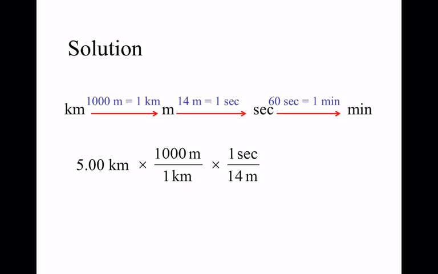Perfect. Then we want our seconds to cancel so we're left with minutes. So what does that last one look like? 60 seconds on the bottom, 1 minute on the top. As we've set it up, units of kilometers have canceled, units of meters have canceled, and units of seconds have canceled. This is my favorite part of the problem. We're left with units of minutes, which is exactly what we were after.